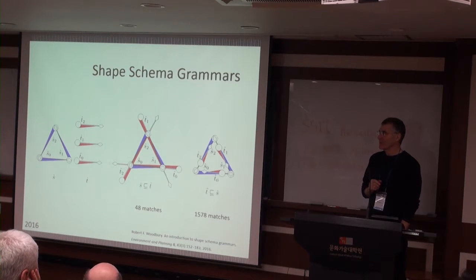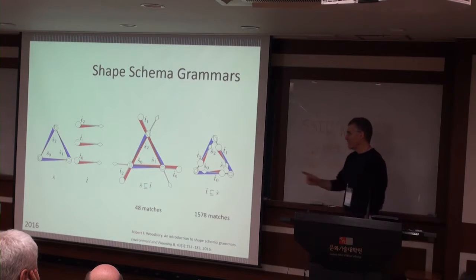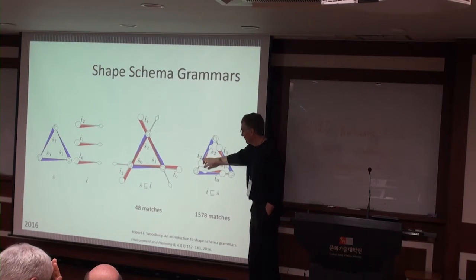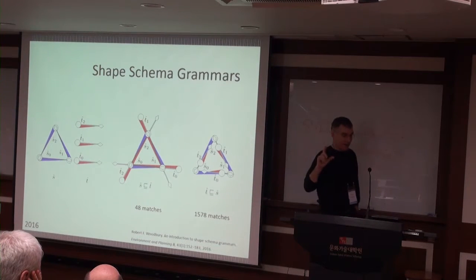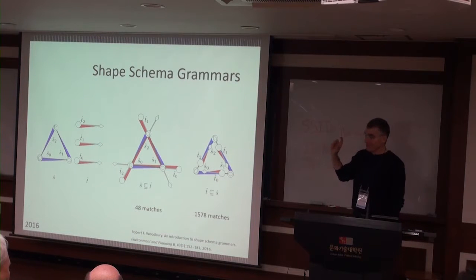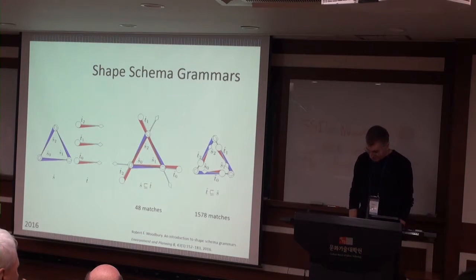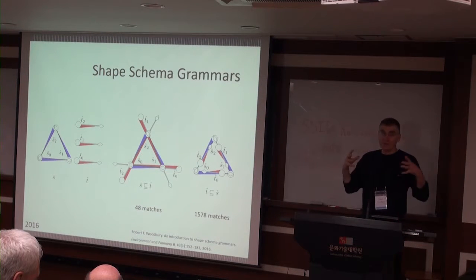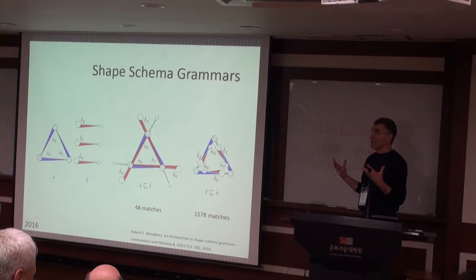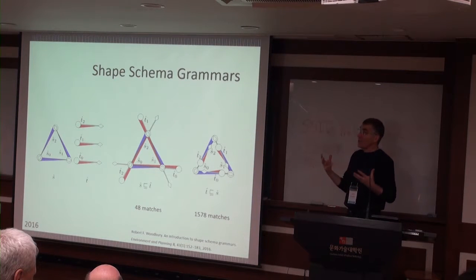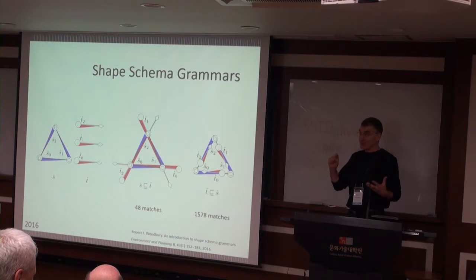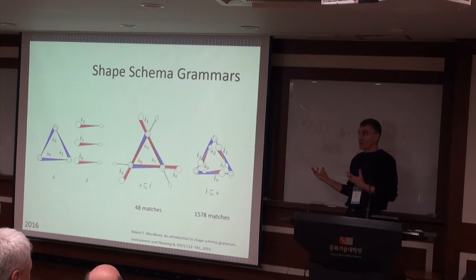There are 1,578 different ways I can put these three red lines into a single shape schema, a triangle made up of three lines. And so we run into some tractability problems when we start to think about making these things parametric, which is what you want to do given that all published shape grammars are parametric, almost without exception. There are a few very small exceptions, but nobody's ever built a working parametric shape grammar interpreter.